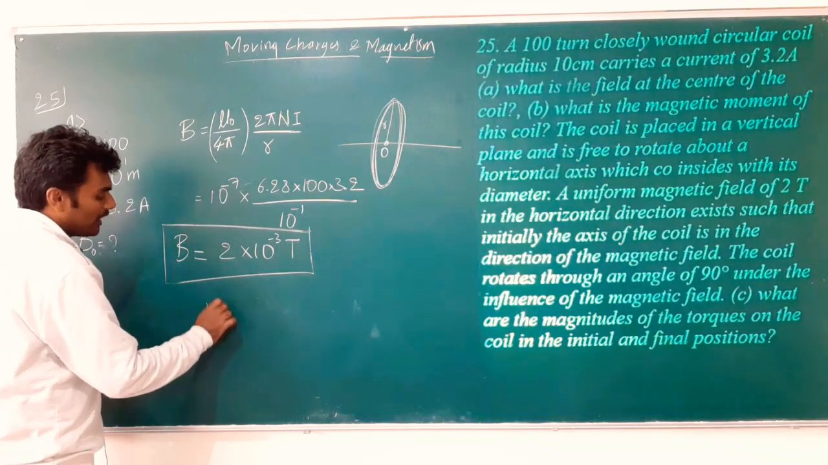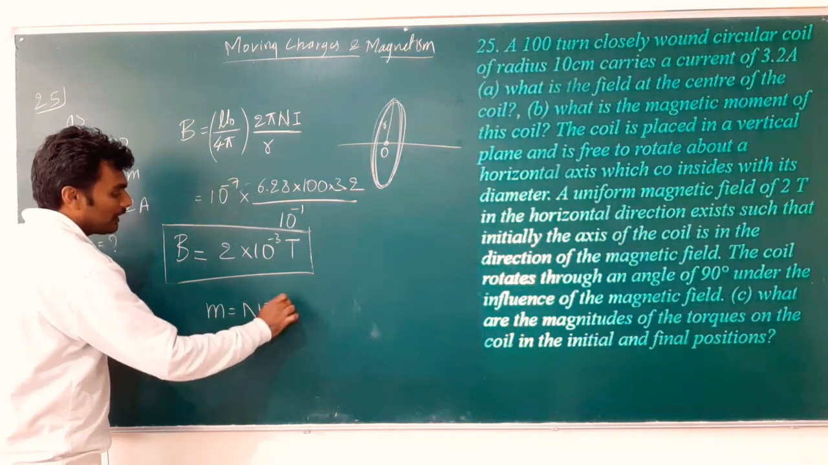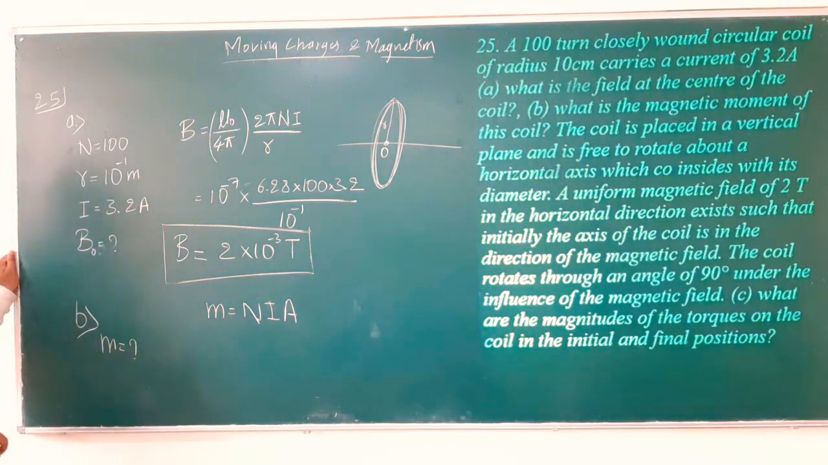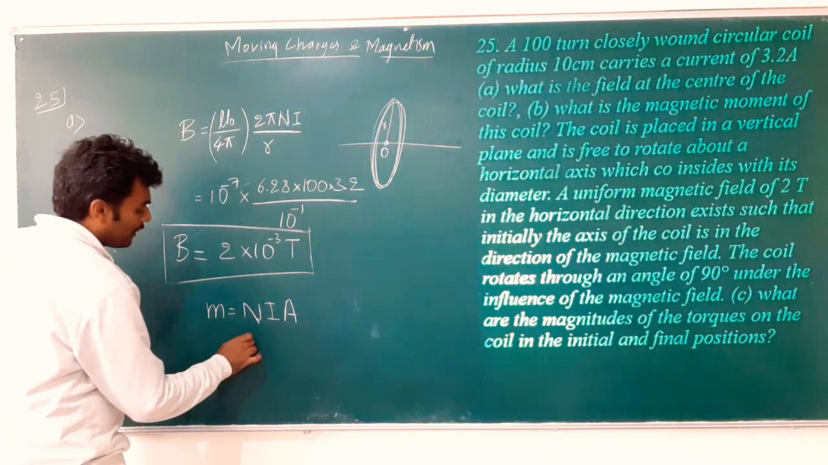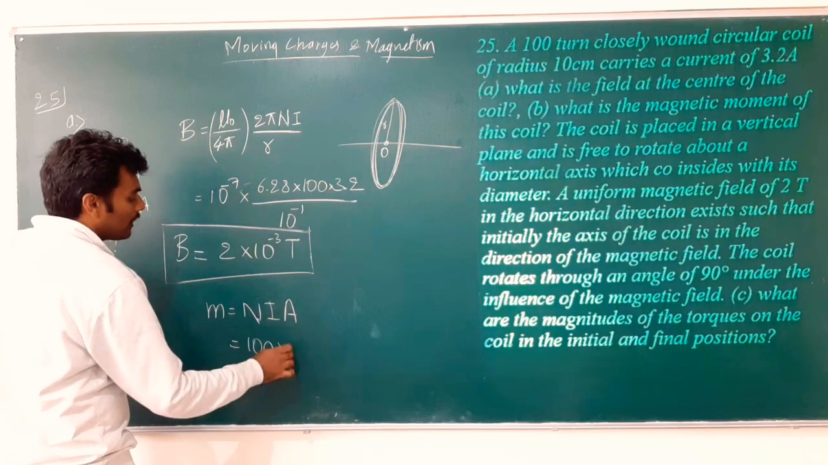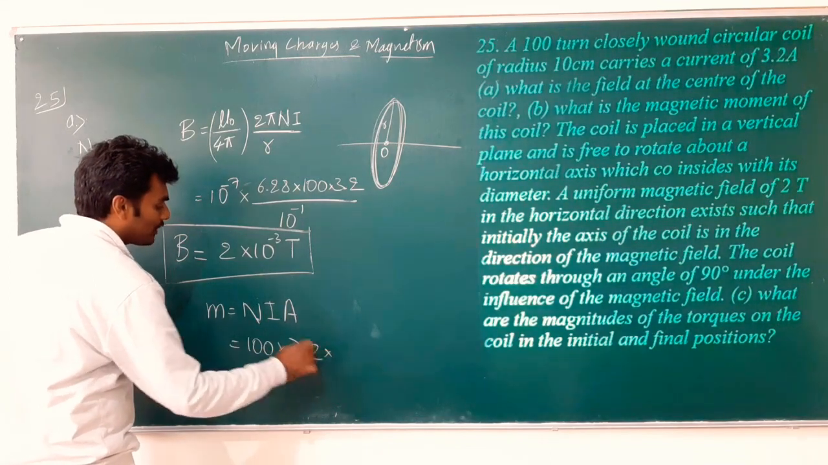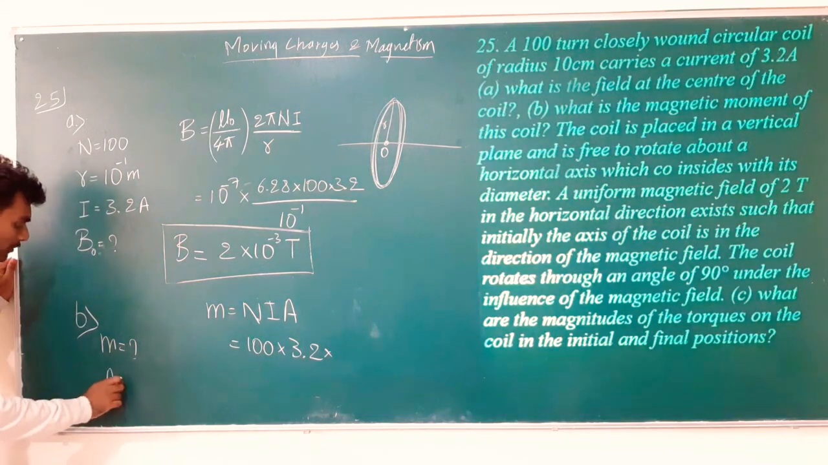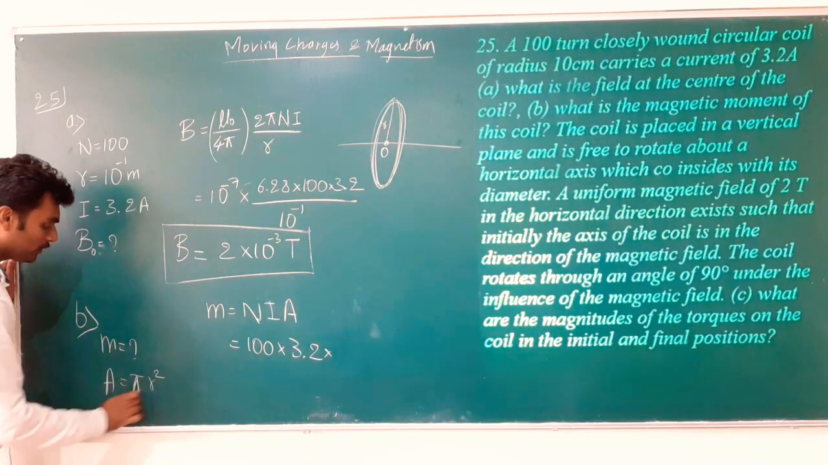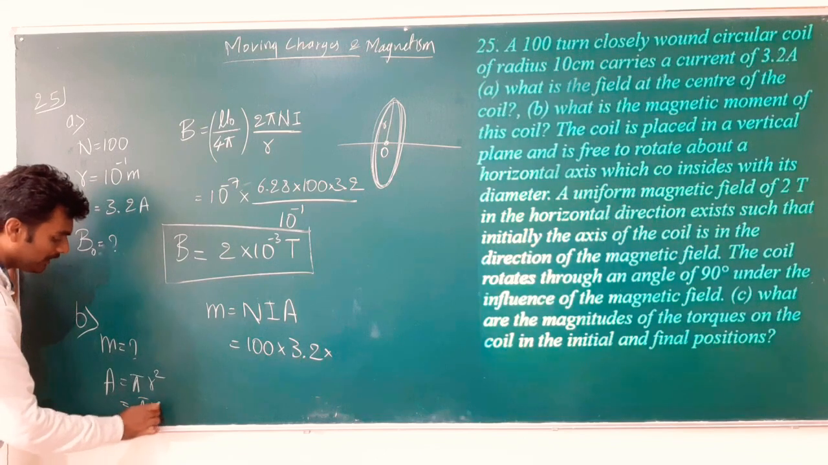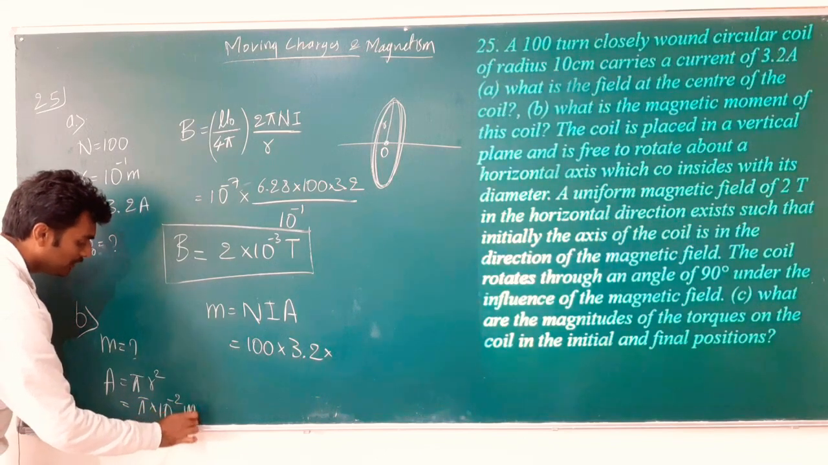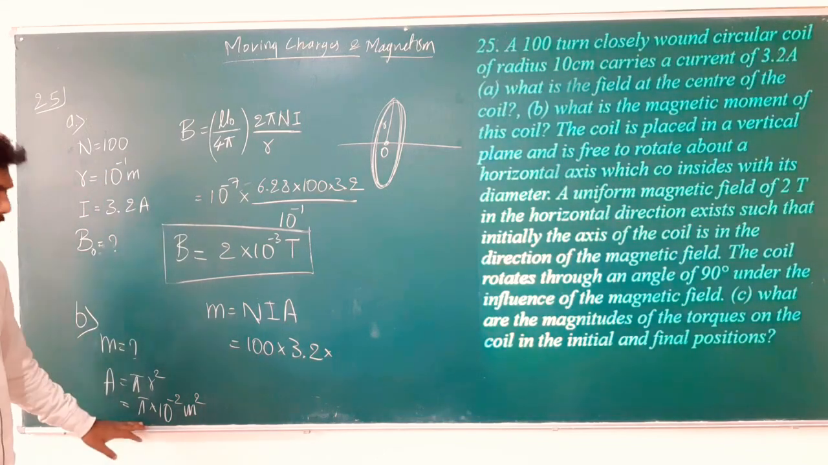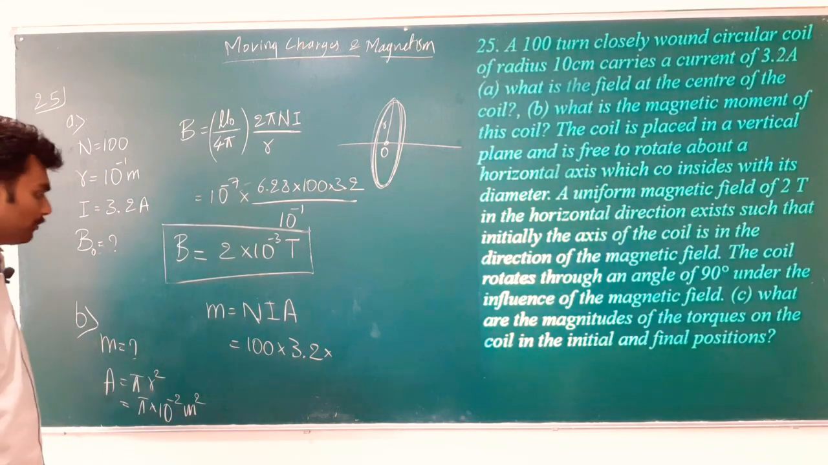Formula of M: M is equal to NIA, right? If it is a single coil, N is equal to 1, single turn. Now we have 100 turns, so N becomes 100. We have all the data. Current is 3.2 ampere. We don't know the area of the coil, so we obtain the area by putting pi r squared. That would be pi into 10 to the power of minus 1 squared, pi into 10 to the power of minus 2 meter squared.